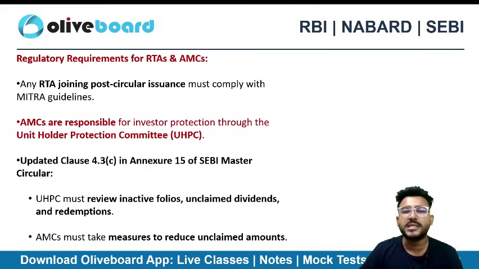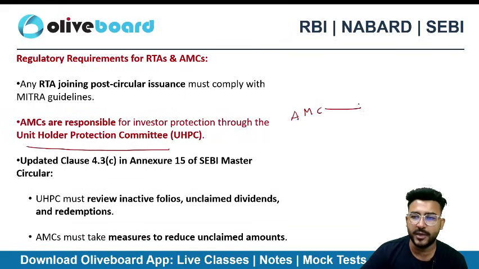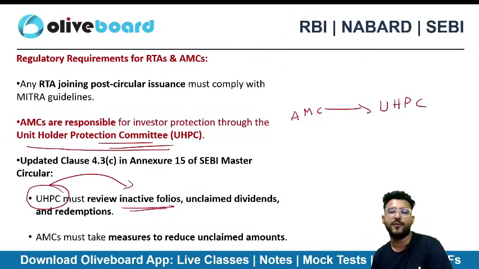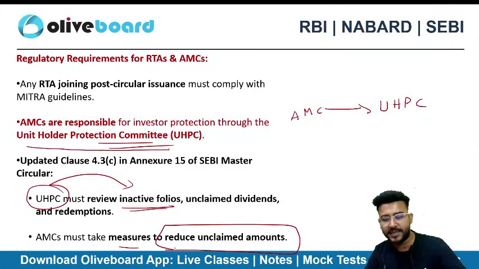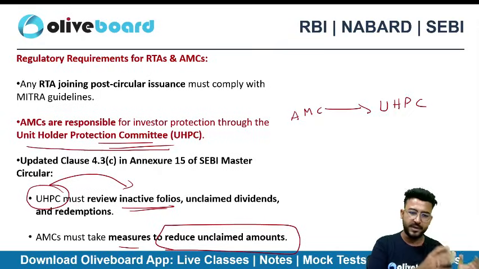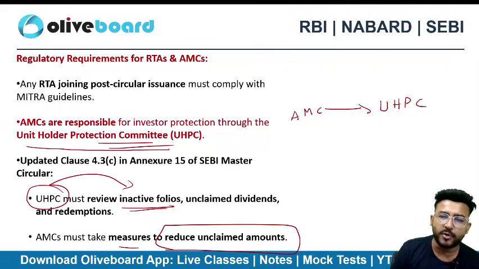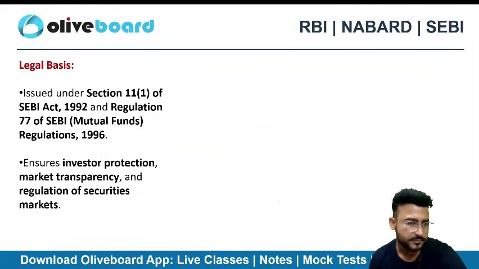Now, AMCs are responsible for investor protection through the Unit Holder Protection Committee. There is a Unit Holder Protection Committee formed by AMCs here. Now, UHPC needs to review the inactive folios. Make a list of inactive folios, unclaimed dividends and redemptions. Now, AMC has to take measures to reduce the unclaimed amount. It's their responsibility to reach out to the genuine person who is the real owner of these unclaimed dividends, unclaimed mutual funds, and they need to reduce this amount, right? It's not a good thing to have an unclaimed amount as high as we have in India, right?